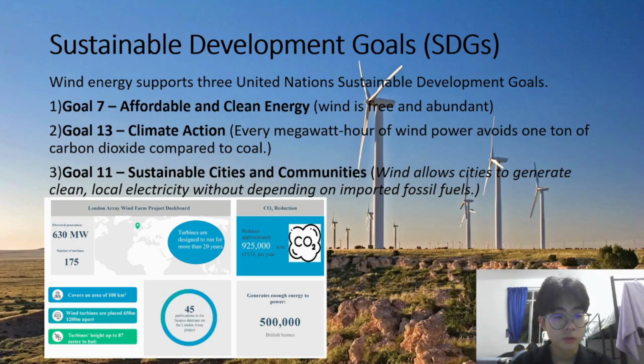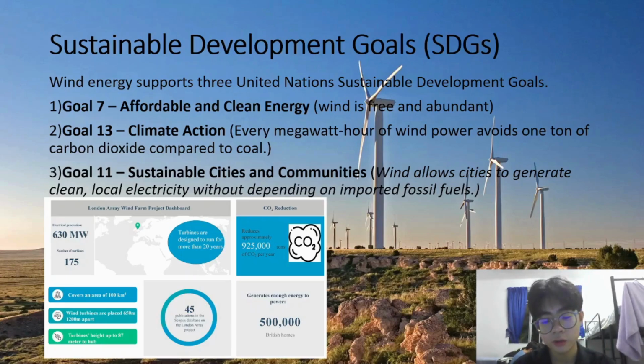Now, we talk about Sustainable Development Goals. Wind energy directly supports 3 United Nations Sustainable Development Goals. First, Goal 7, affordable and clean energy, because wind is free and abundant. Second, Goal 13, climate action, since every megawatt hour of wind power avoids nearly 1 ton of carbon dioxide compared to coal. And the last one, Goal 11, sustainable cities and communities.